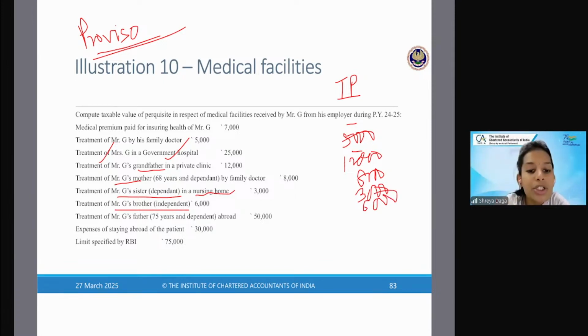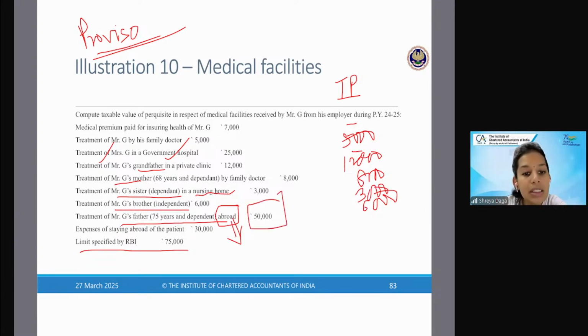Okay. Mr. G's father, 75 years and dependent, abroad. Oh. So first, whether he is family. Yes, dependent father is family. Treatment abroad. What is then? We need to see the limit specified by RBI. Limit allowed is 75,000, for example. And what you are giving is 50,000. And what he has incurred, for treatment plus stay expenses of the patient and treatment expenses of the patient, both together is 80,000. Limit allowed by RBI is 75,000. So how much will be taxable? If RBI has allowed 75,000 and you have actually incurred 80,000, then how much is taxable?